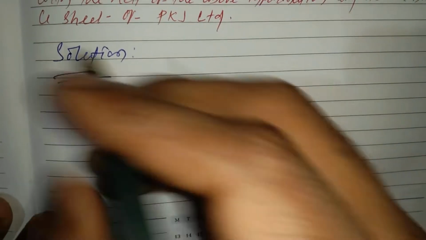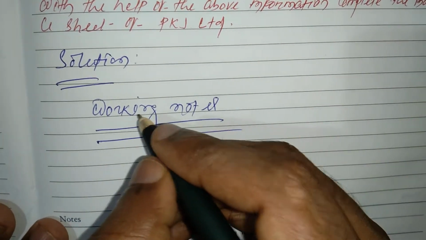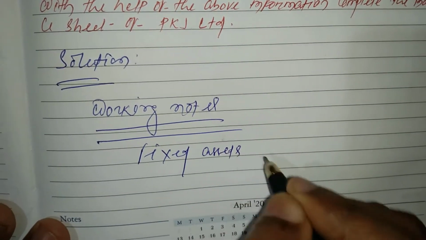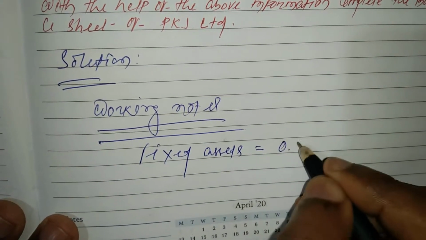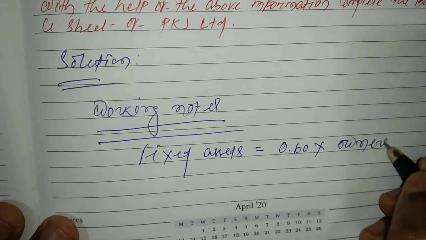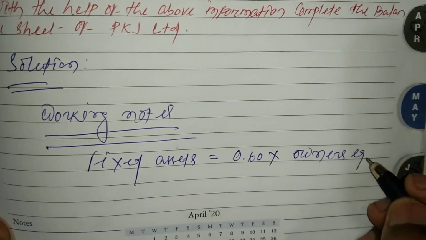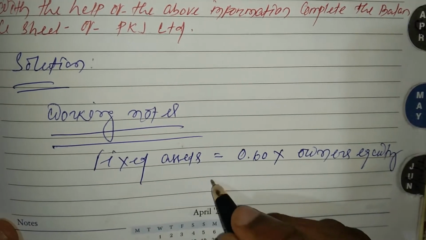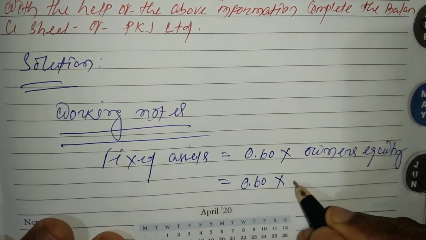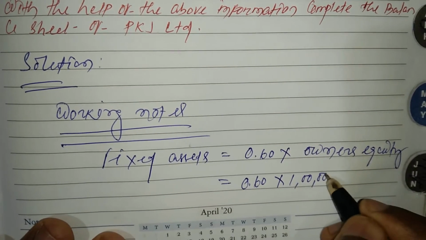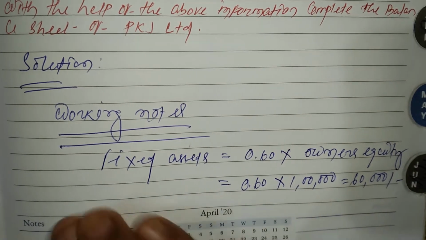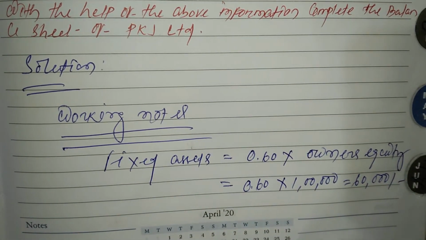Likewise, fixed asset is equal to 0.60 into owner's equity, which means 0.60 into 1 lakh is equal to 60,000. Okay, so we obtain fixed asset.